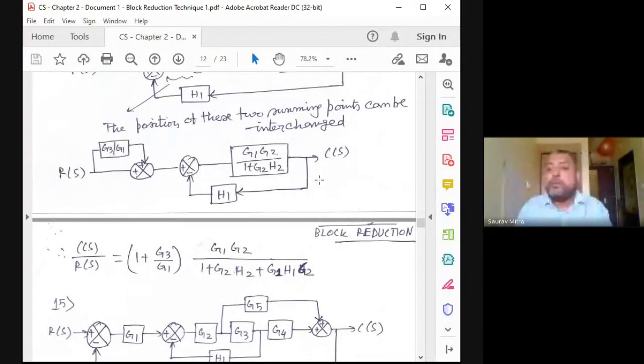This is a very simple small numerical, numerical number 14. Remember that, page number 12. This is a very small numerical.